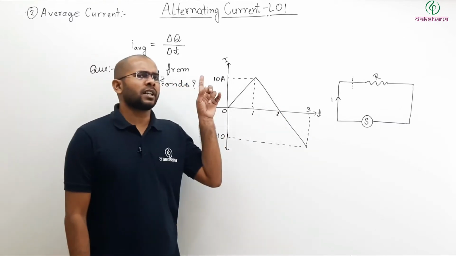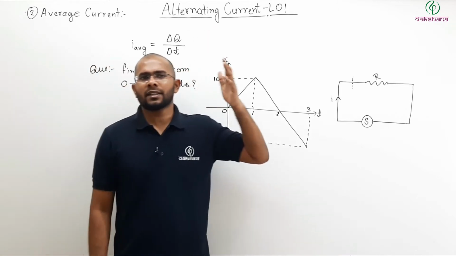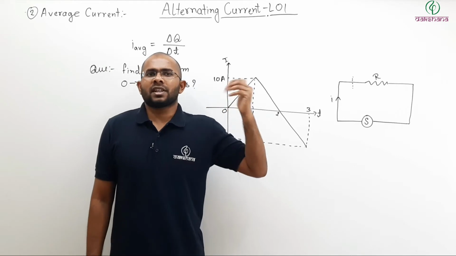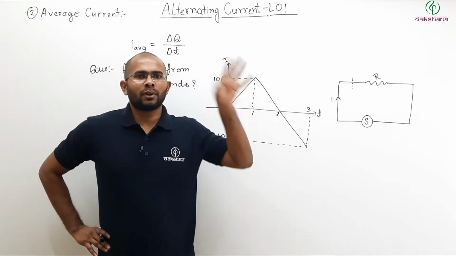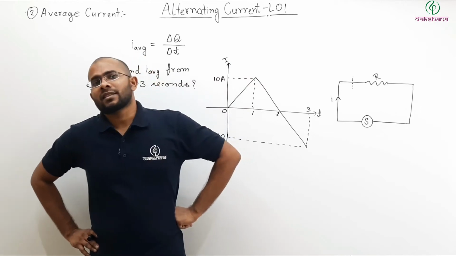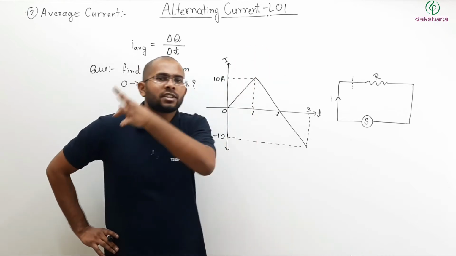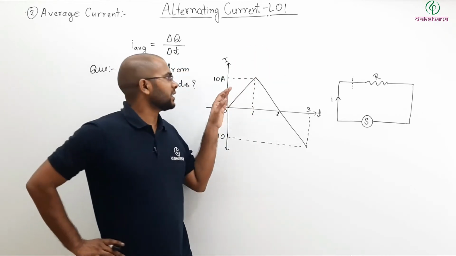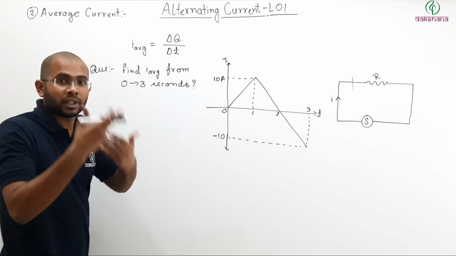So if you remember the velocity versus time graph, the speed versus time graph: if I ask you to find the total distance covered from the speed versus time graph, what will you do? You will find the area. Same case, if I ask you what the displacement is from the velocity versus time graph, you will find the area under the graph, and that will be your displacement.